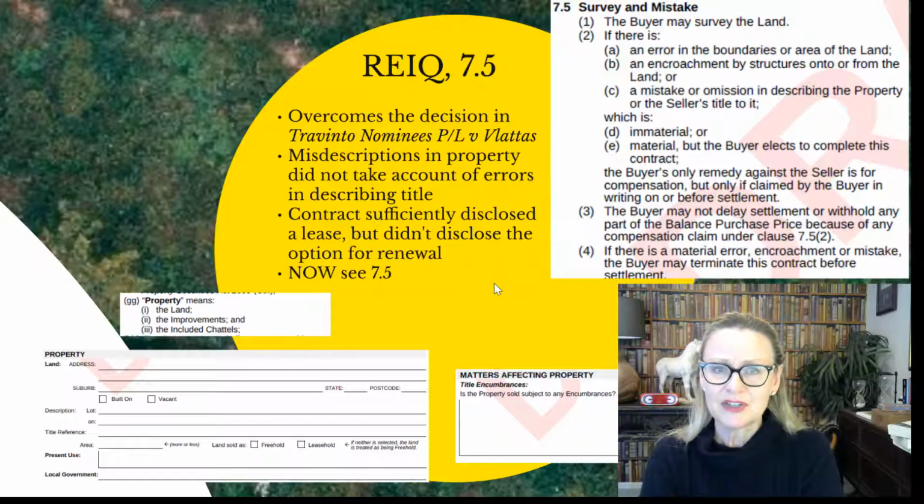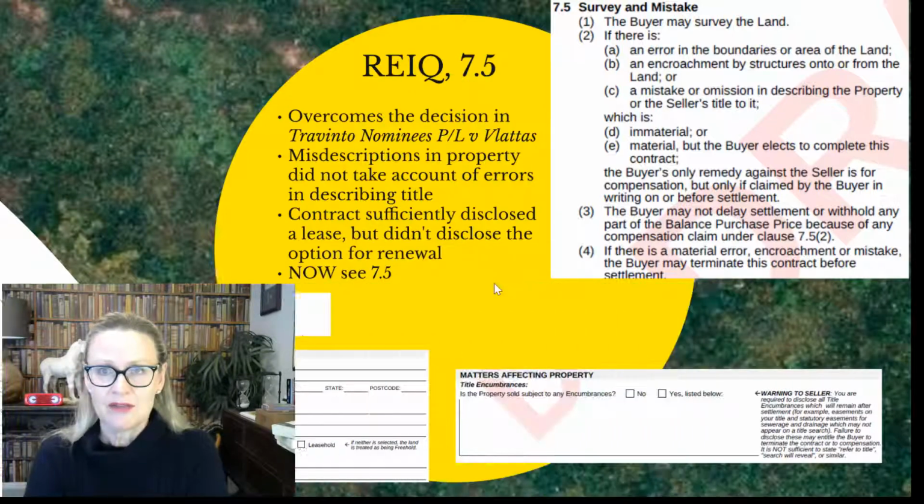They sought some compensation, and the dispute was around the phrase describing the property. Unfortunately, as I said, for the buyer, it was held by the High Court that the phrase describing the property did not actually extend to mistakes in describing the seller's title, and that's essentially what the failure to disclose the option for renewal of the lease was. It was a mistake in describing the seller's title, the seller's title being encumbered by that lease.